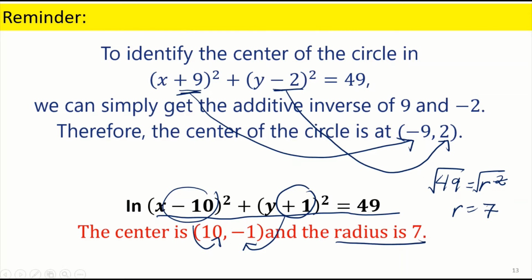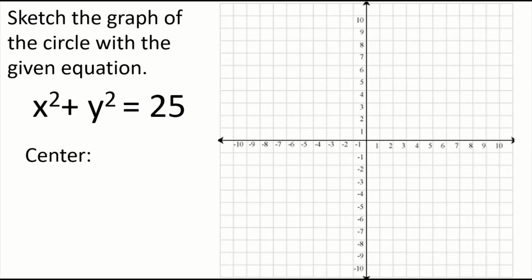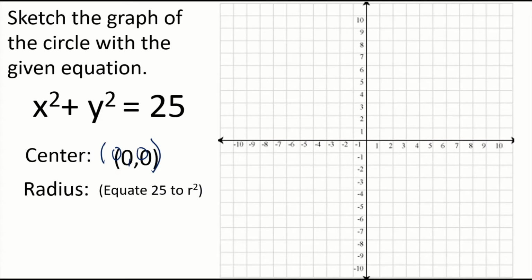To understand more about this, let us have our first example. Sketch the graph of the circle with a given equation, x squared plus y squared equals 25. Again, the center of this equation is 0, 0. And then the radius is, we are going to equate 25 to r squared. So, we have r squared is equal to 25.